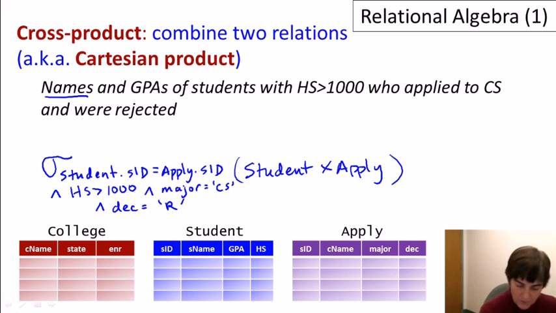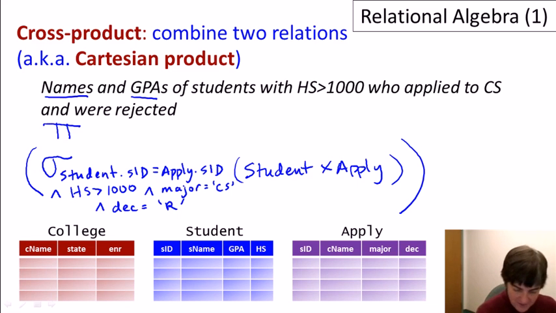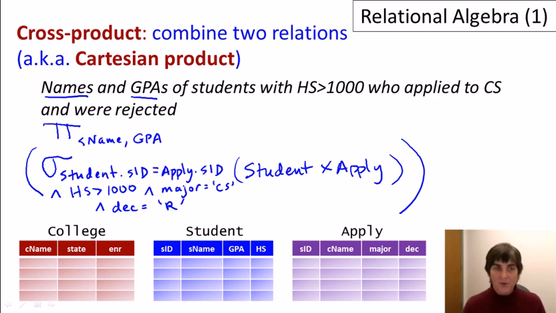which is I said all we want is their names and GPAs. So finally we take a big parentheses around here and we apply to that the projection operator, getting the student name and the GPA. And that is the relational algebra expression that produces the query that we've written in English.